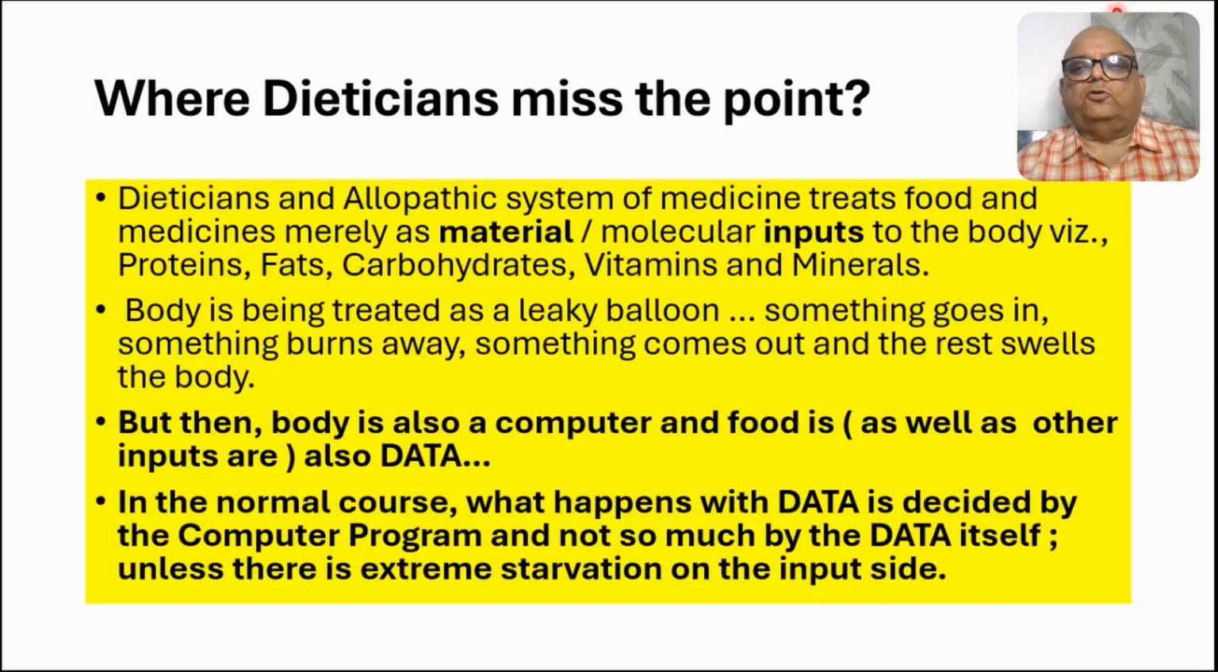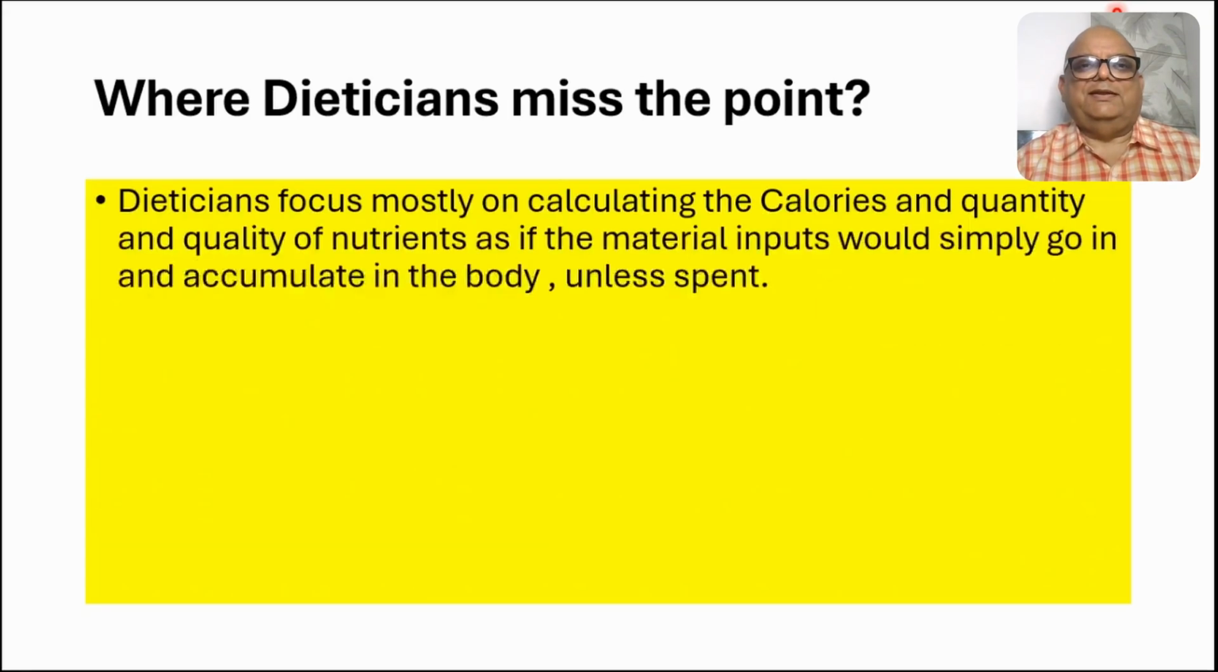In the normal course, what happens with data, any computer data, and with any computer program, is not so much decided by the data value itself, but it is decided by the program. Unless of course you starve the program of any data, then the program will keep on waiting for data, and it will not be able to function the way it is supposed to function. But otherwise, whatever happens to data is decided largely by the program, not by the data. So that's what we are arguing today.